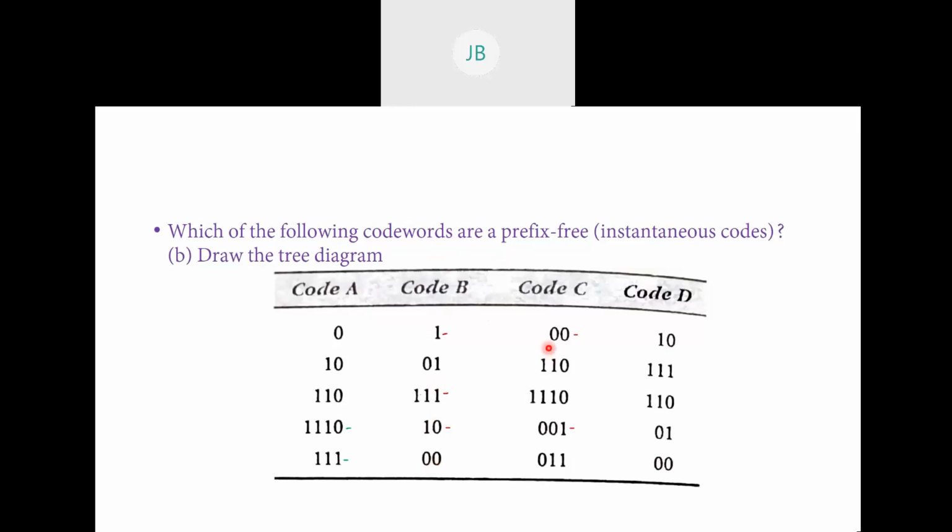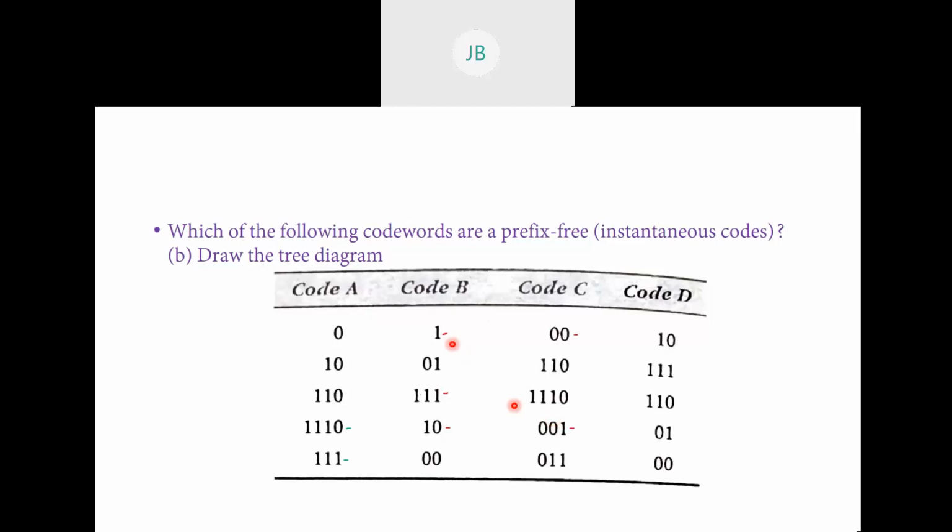And the code C, let us see here. There is a 00 here and someone else has a 00, right? So again, this becomes a prefix of this. So again, this is not a prefix code. You can check other things also, but we have already got the answer that it is not a prefix code.